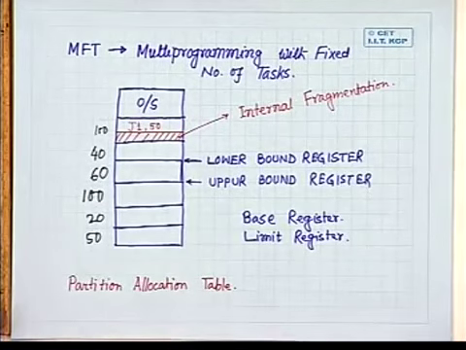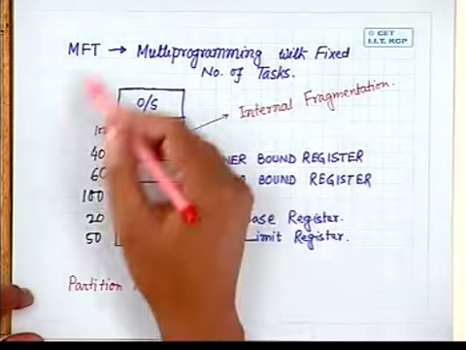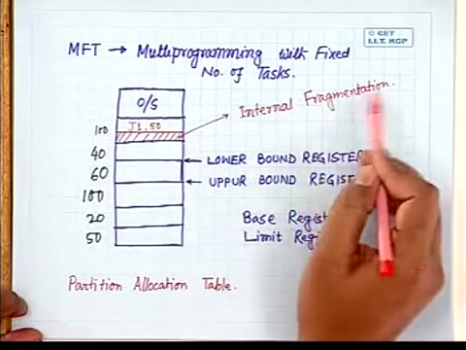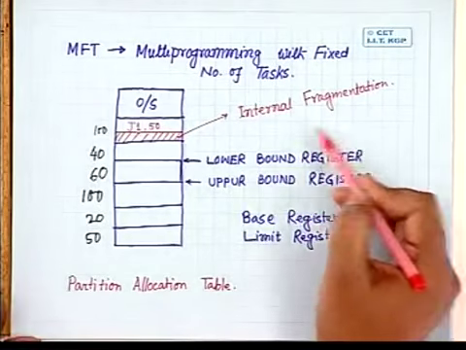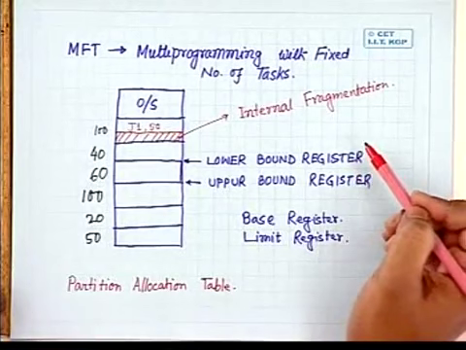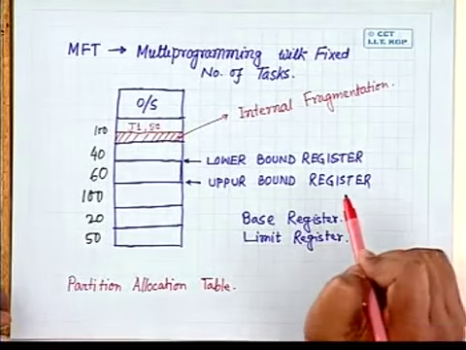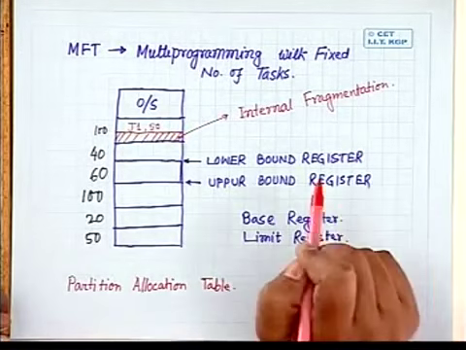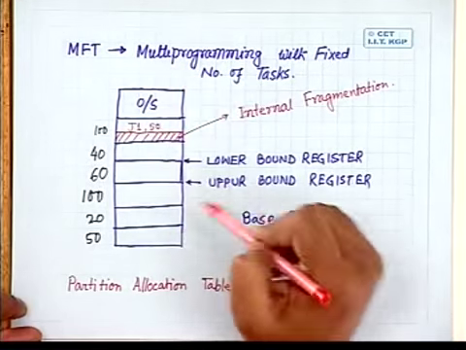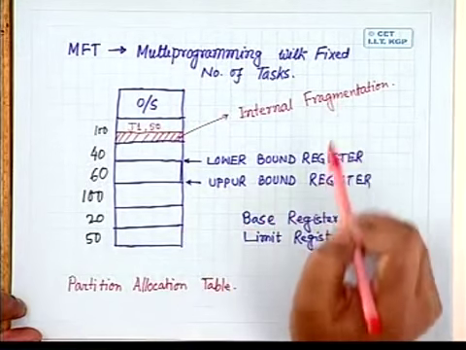Okay. So you find that with this MFT technique, we lead to internal fragmentation or external fragmentation. Obviously, fragmentations are never desired in a system because they lead to wastage of memory. So we should think of a technique by which the fragmentation can be minimized. And there is a technique called the MVT technique, or multiprogramming with variable number of tasks. That we will see in the next class.